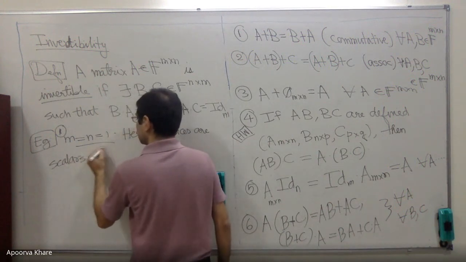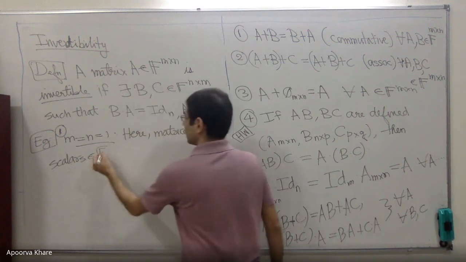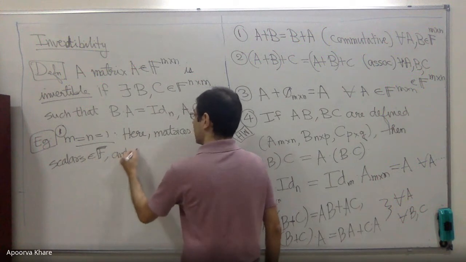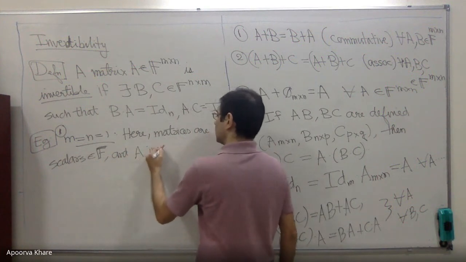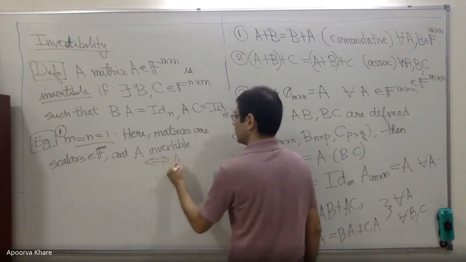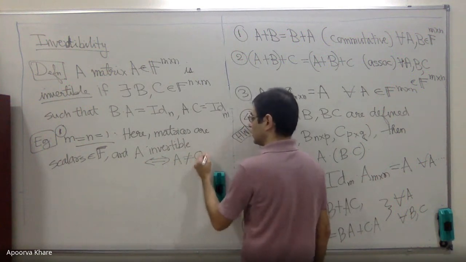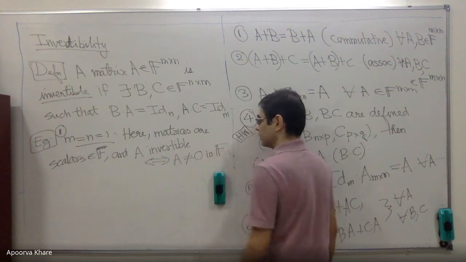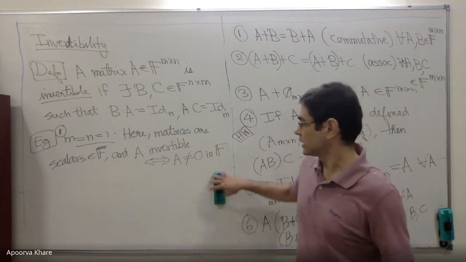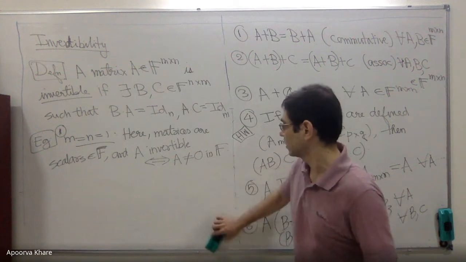In F. Okay. And A is invertible if and only if A is non-zero. And if A is a non-zero scalar in the field, then it's invertible because the inverse is precisely the reciprocal.